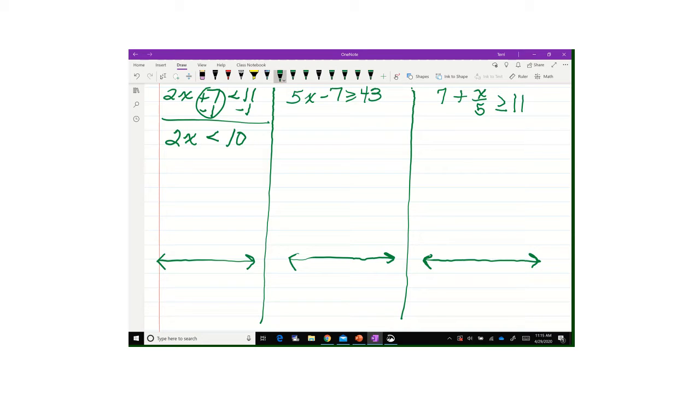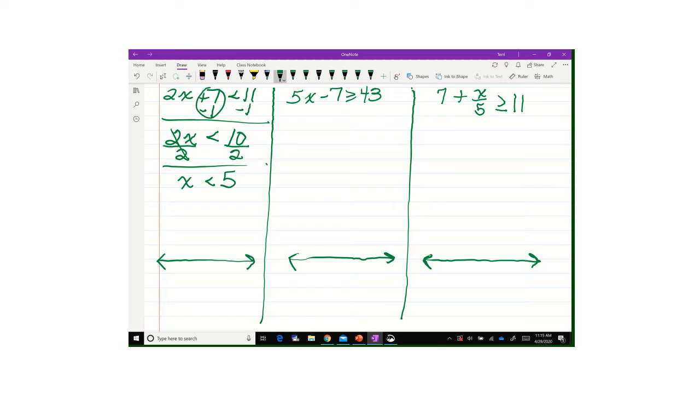Now I have a multiplication problem. To undo my multiplying, I am again going to divide on both sides. Divide by the coefficient, which is 2. And then I am going to find out that 2 divided by 2 is 1. 1x is just x. And x is less than 10 divided by 2. 10 divided by 2 is 5. So our solution is x is less than 5.